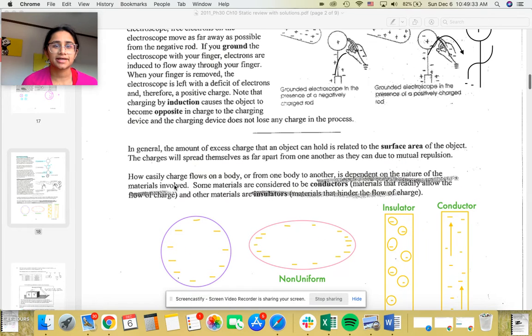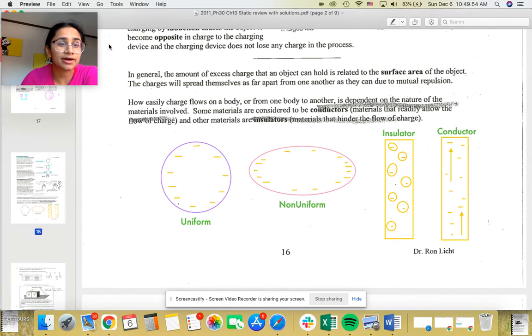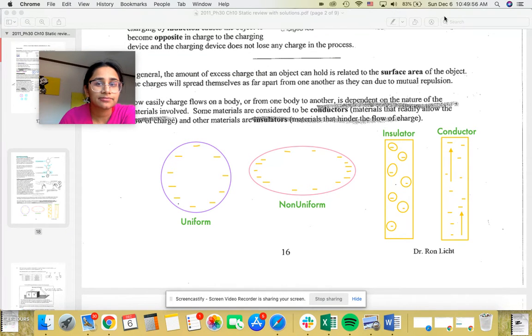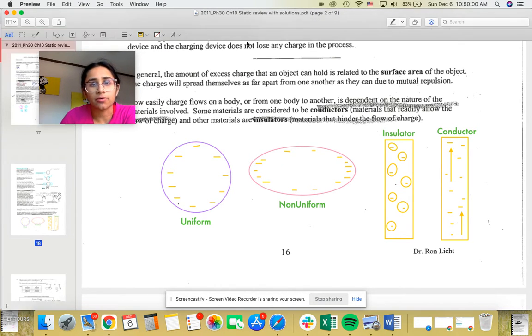Okay, so last time we reviewed induction, and now we're going to be talking a little bit more about how we can use what we learned in questions. But before we get started, I just wanted to make sure that everybody understood that excess charge in an object is actually related to the surface area of that object. So the charge is going to spread itself apart as far as possible. So it's going to go towards the edges of each object.